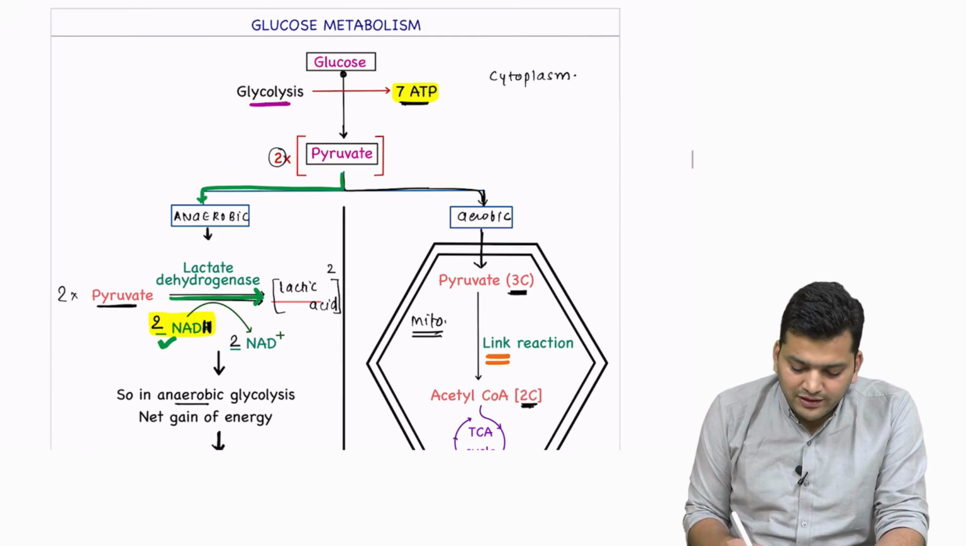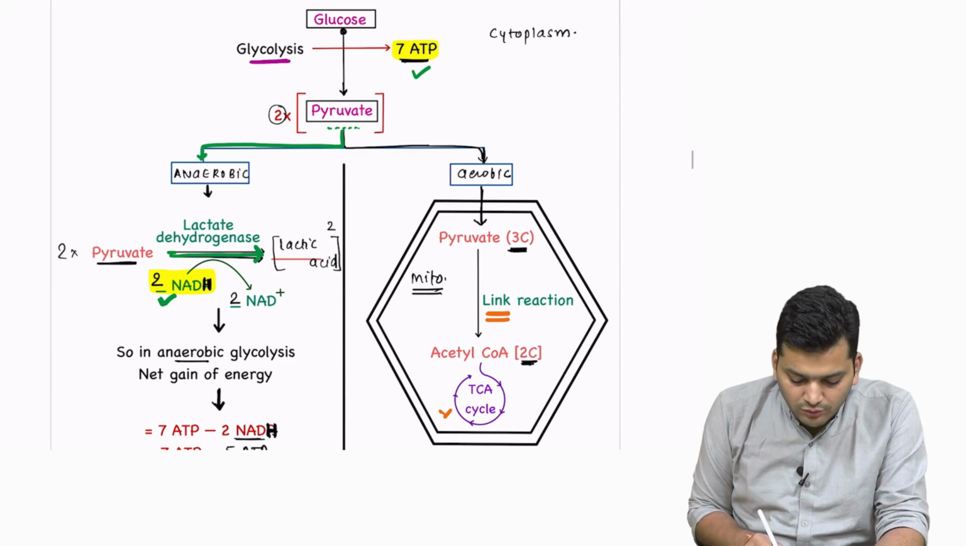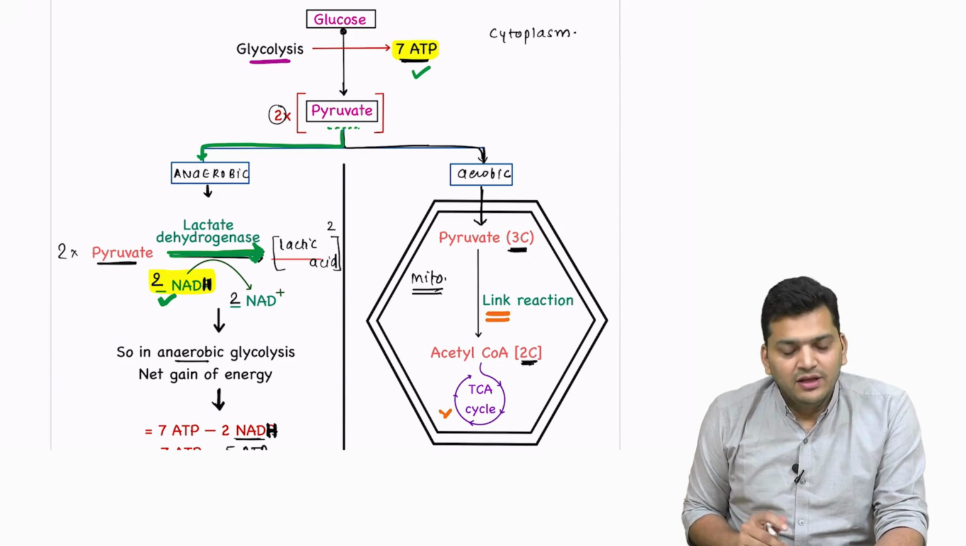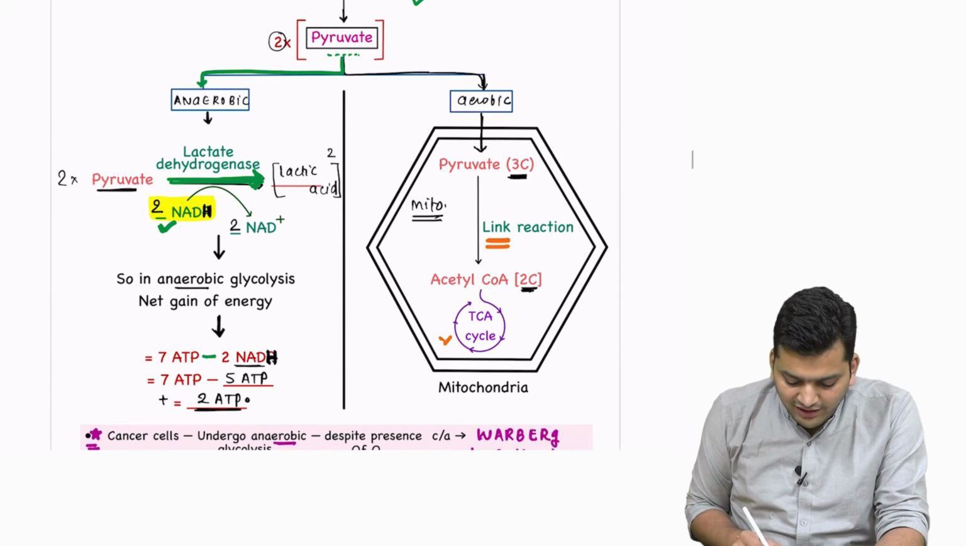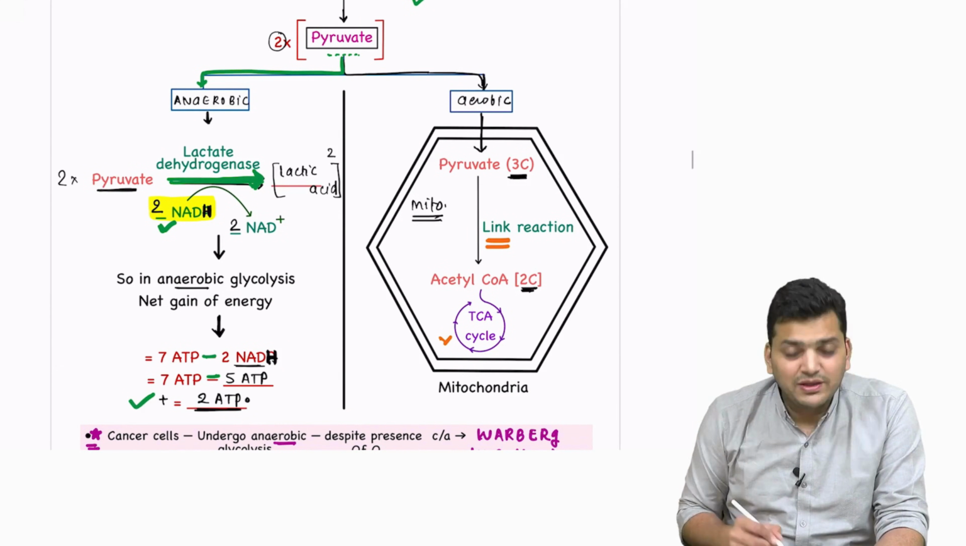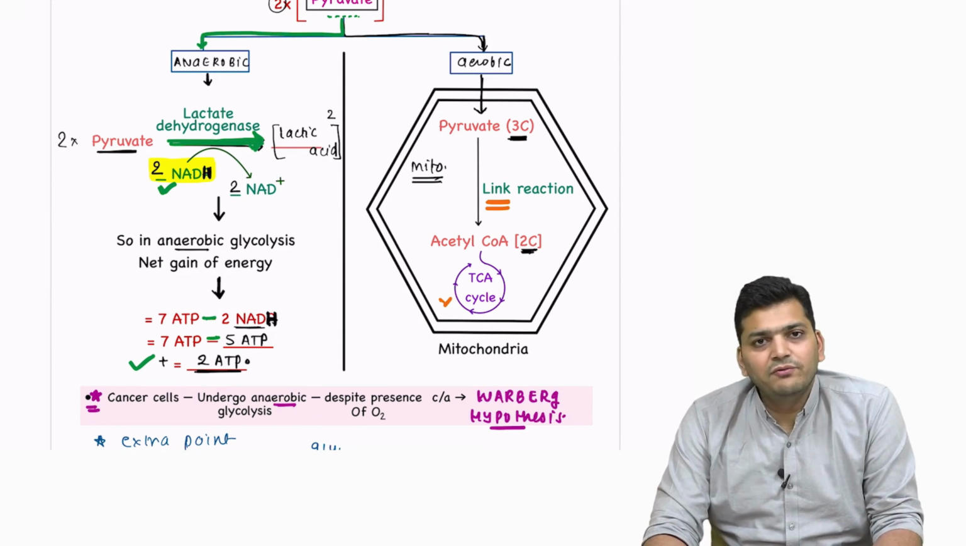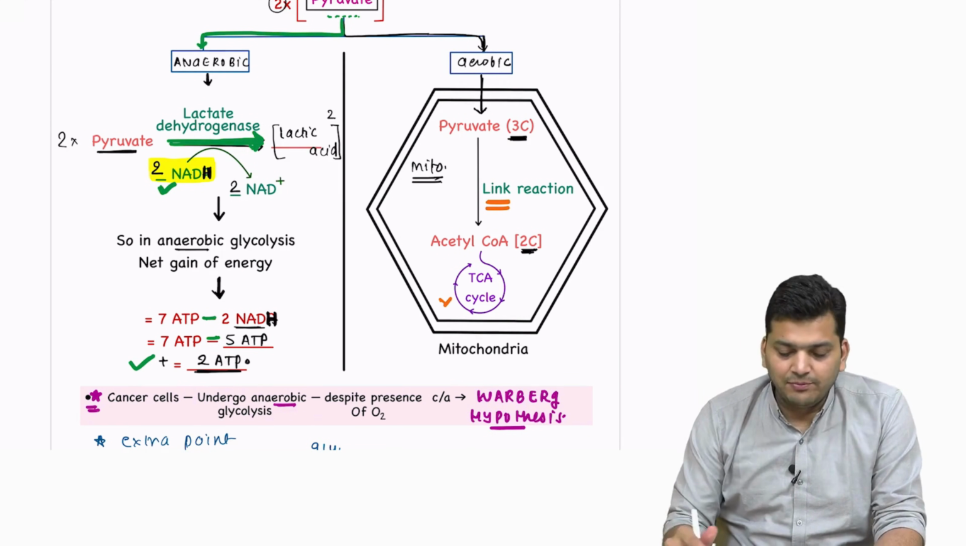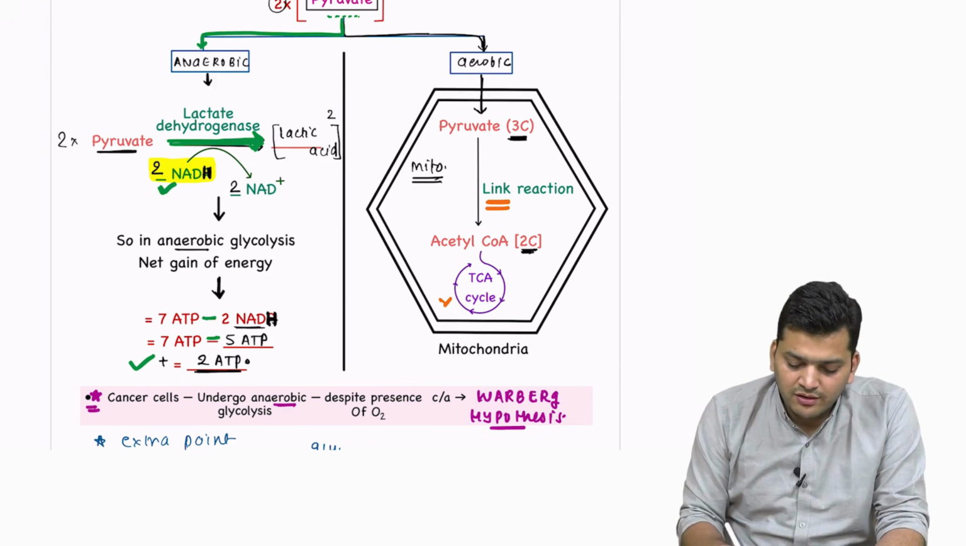What was your net benefit till this point of glycolysis? 7 ATP. But if you do this reaction, you are going to consume 5 ATPs. So it is going to be 7 minus 5, which comes out to be 2 ATP. So if they ask how much ATP anaerobic glycolysis will give you, only 2 ATPs.